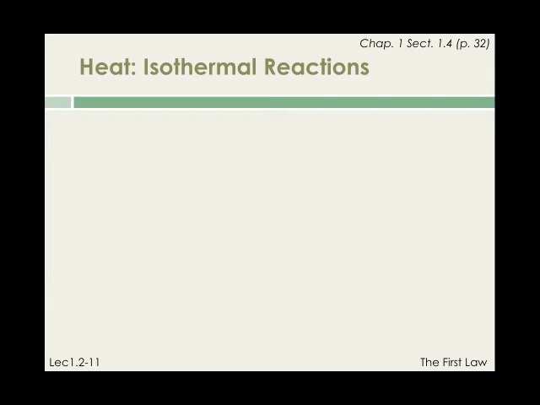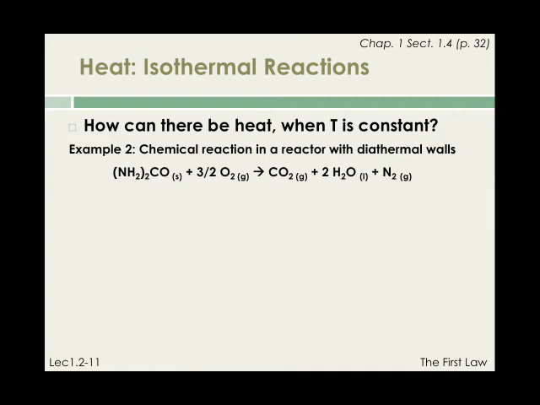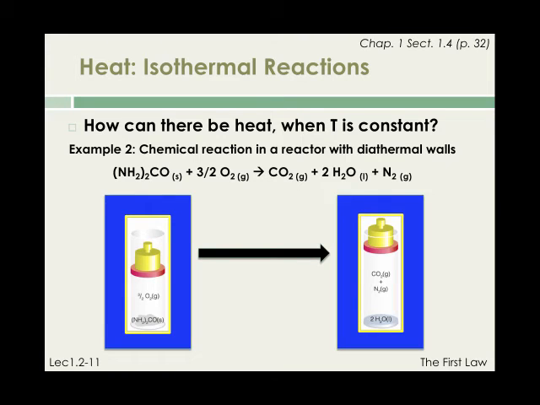A second example of isothermal processes involving heat is the case of chemical reactions. Indeed, chemical reactions can be run in a reactor placed in a very large bath kept at constant temperature. Again, here we are assuming that our system, a reactive mixture of urea and oxygen gas, is contained in a reactor with diathermal walls and a freely moving piston.